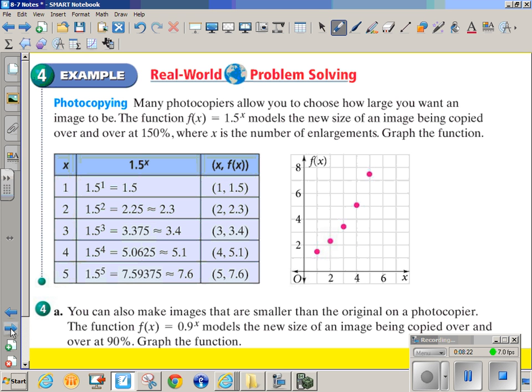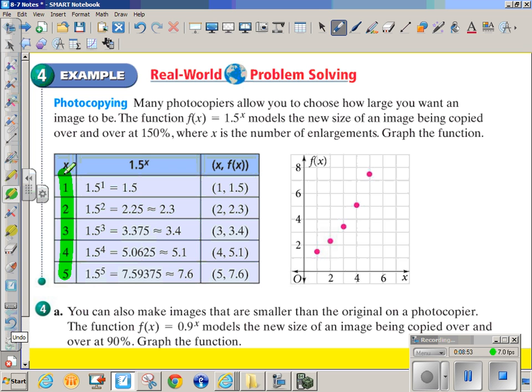All right, and so here is a real world example. Many photocopiers allow you to choose how large you want an image to be. The function f of x is equal to 1.5 raised to the x power, models the new size of an image being copied over and over at 150%. So you can imagine if you were going to graph and you're multiplying by 150%, obviously the image is going to get larger and larger each time. It's exponential. So here is our domain.